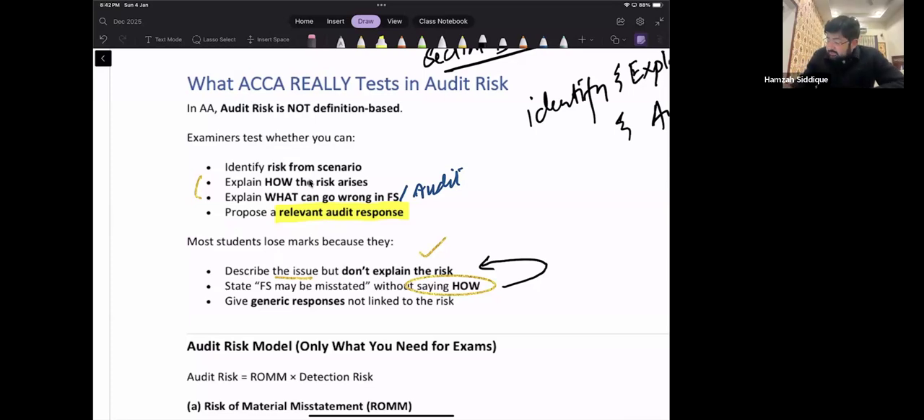And the audit response should always be relevant to address this risk. It cannot be generic. It cannot be addressing any other matter. Remember that. If you write a generic response that does not address that risk of misstatement or that audit risk, you won't get marks.